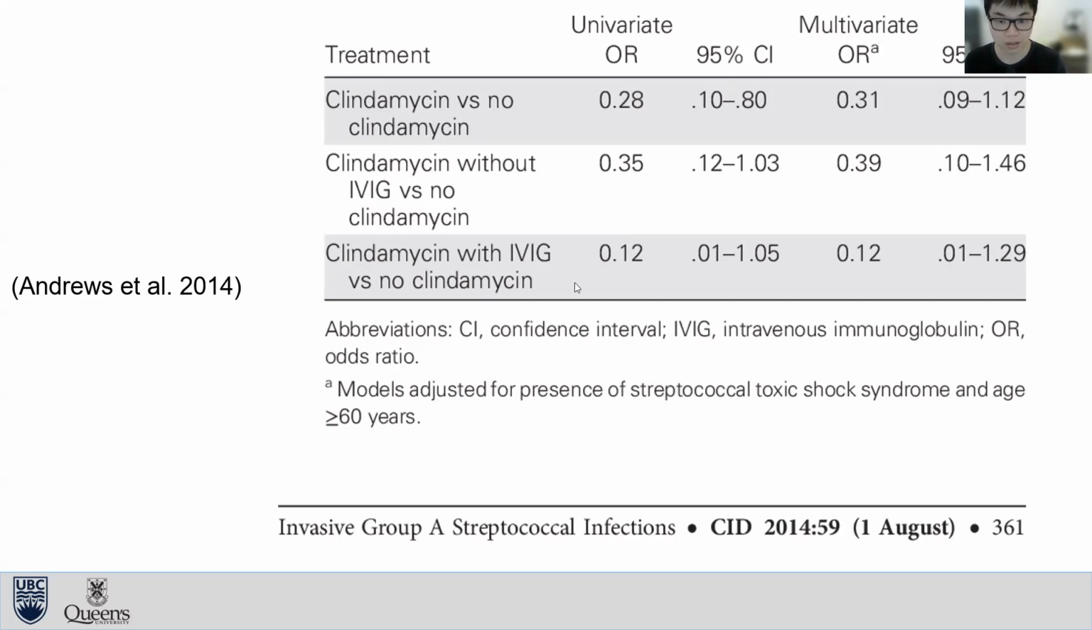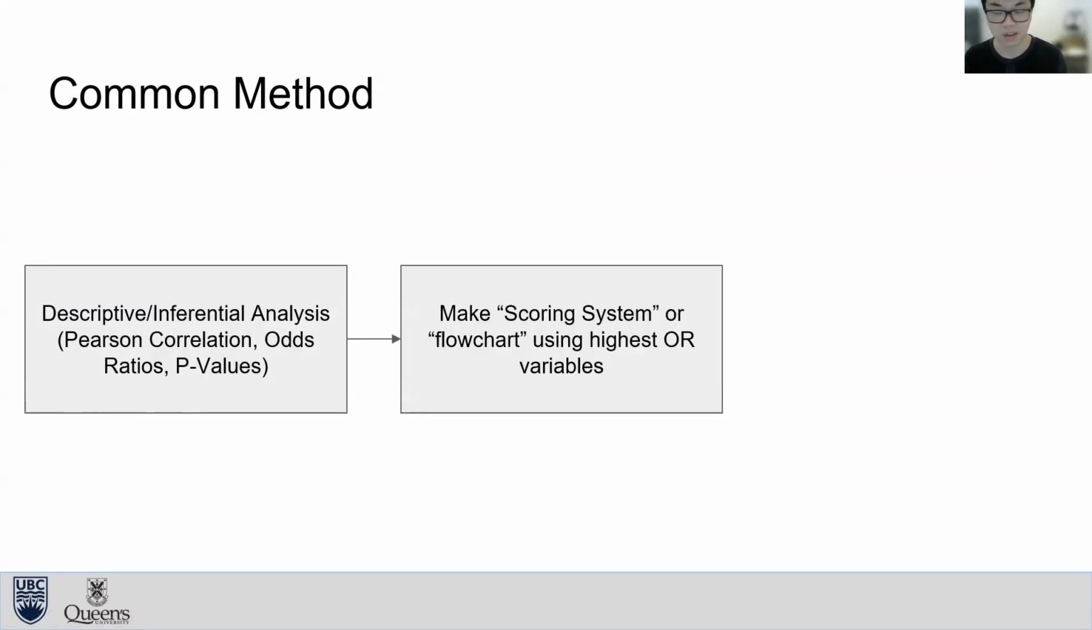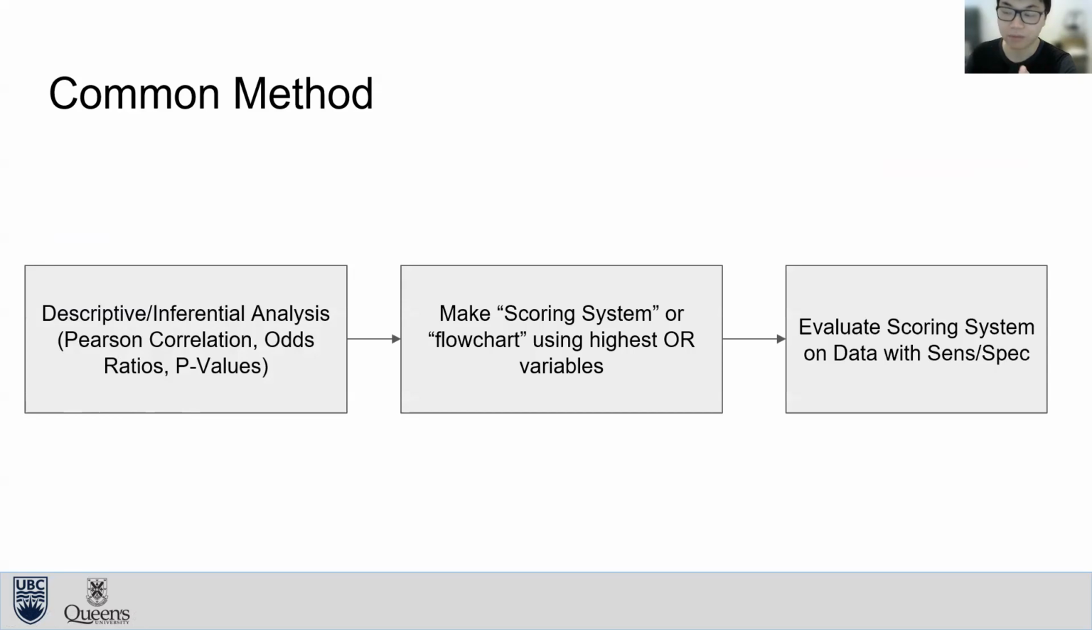And this goes back to the classic way of developing a scoring system and using data in medicine, where you do some descriptive or inferential analysis of retrospective chart data. There are a million projects going on doing this. You make some scoring system or some flow chart using your highest odds ratio variables. And then you use that flow chart, and people do different review studies on your flow chart to see what sensitivity and specificity you have. This is sort of the old method of doing it.